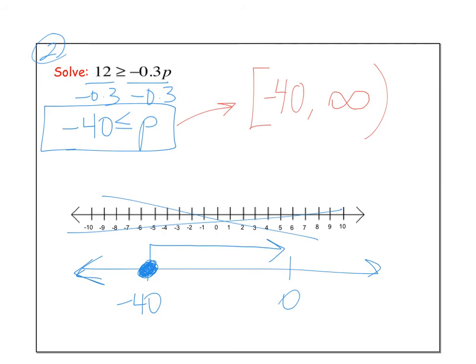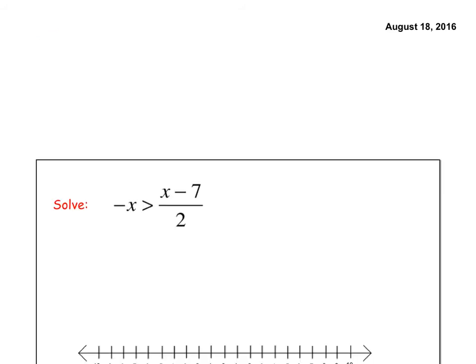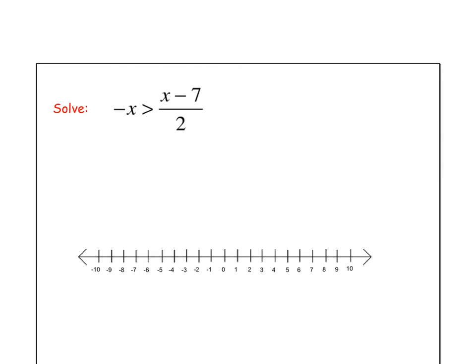All right. Here we go. Example number 3, I believe. We're solving for x. We have 2 of them, one on the right side, one on the left. So let's try and figure out how we can get them all on the same side. Let's get rid of the fraction by multiplying by 2 on both sides. Multiplying by +2 doesn't change the inequality symbol, so it stays greater than.